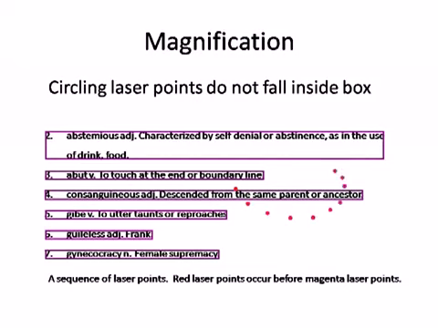A simple method of determining which bullet to magnify would be to simply count the box that contains the most laser points. However, as seen in this example, a circling gesture would be problematic as the laser points would be outside the box most of the time.